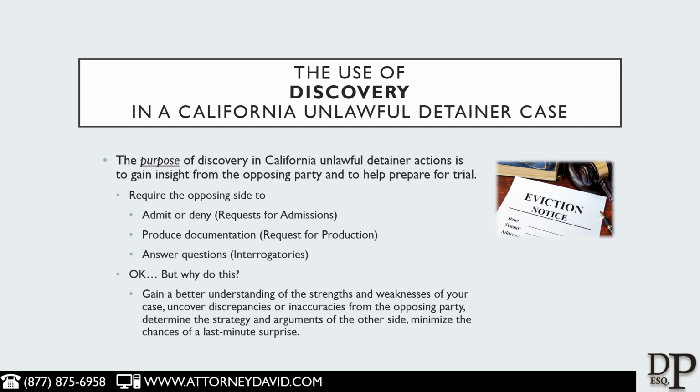Another form of discovery is that you can request documentation from the other side. For example, if you're the tenant, you could ask the landlord to produce repair receipts for any repairs that were made at the property. Another example of discovery in California unlawful detainer actions is interrogatories. Interrogatories are a set of questions that you can send to the opposing side and have them draft written responses.